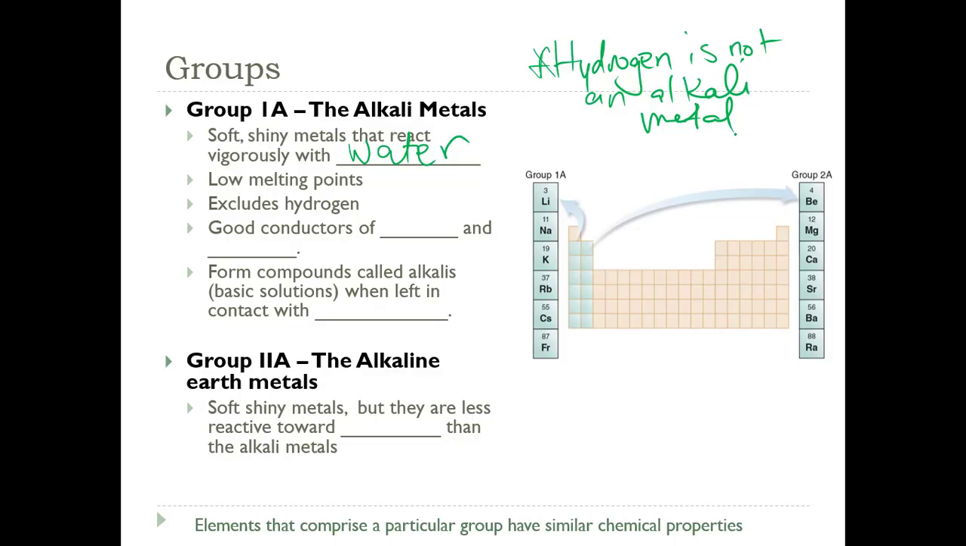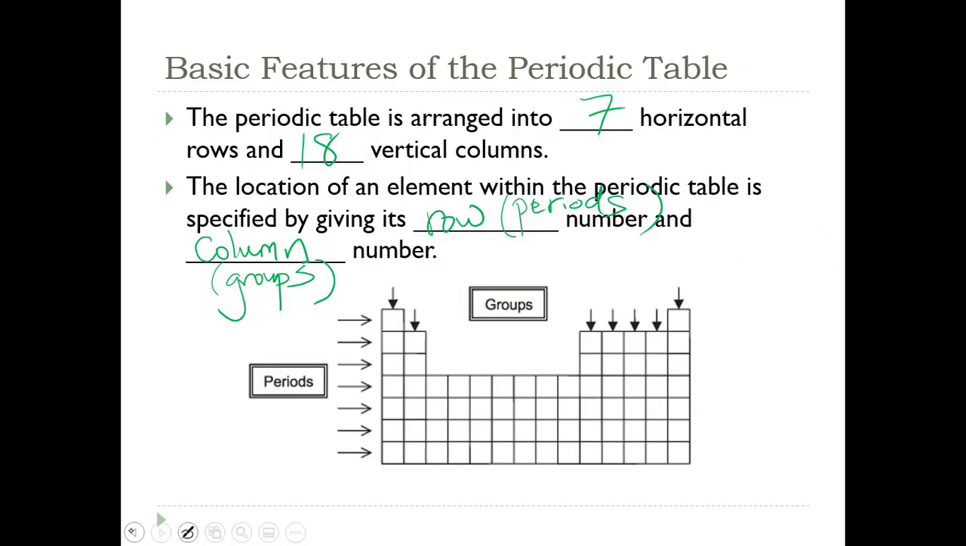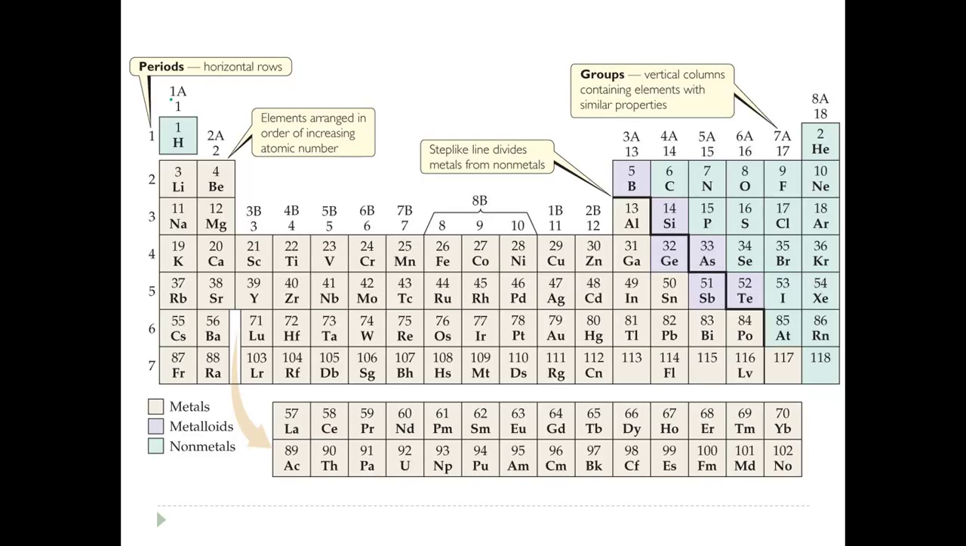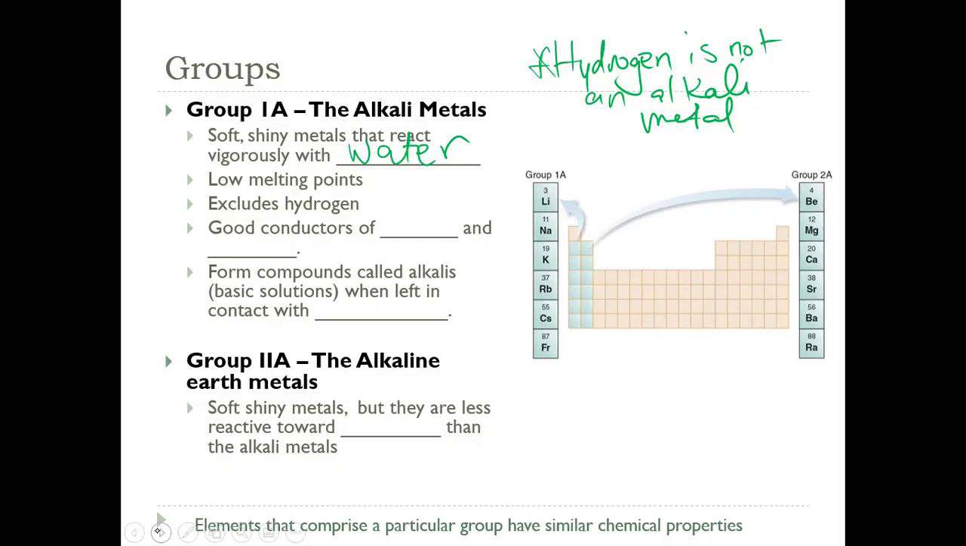So this excludes hydrogen. Usually hydrogen is shown at the top, but it is not an alkali metal. Alkali metals are good conductors of heat and electricity. We'll talk about the properties of metals. Metals are good conductors of heat and electricity, and so these are metals, and they too are good conductors of heat and electricity.